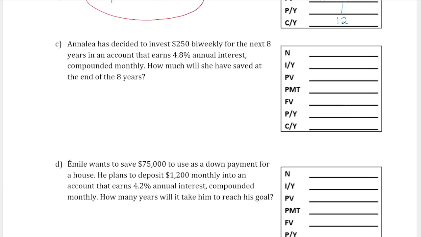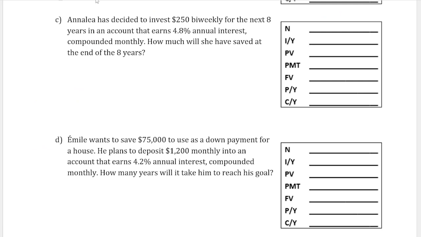Next, Annalie has decided to invest $250 bi-weekly. So she's doing it over and over and over again. That is a payment. And since it's being invested, it's going away from her. So it's happening bi-weekly, which means every 2 weeks, which is 26 times per year for 8 years. We'll deal with that at the end. The interest rate is 4.8%, compounded monthly.